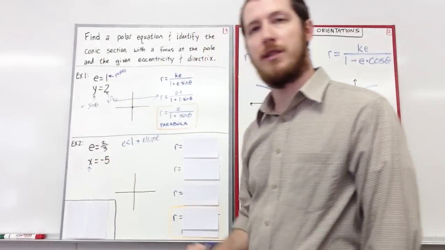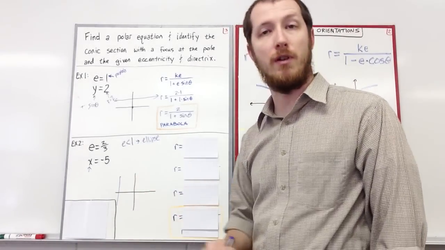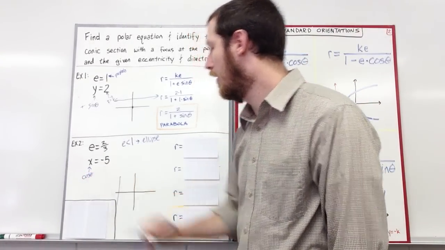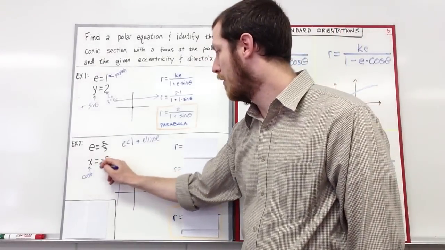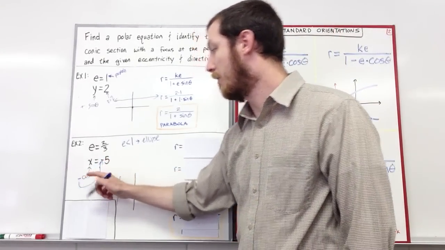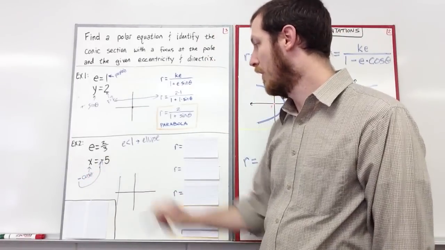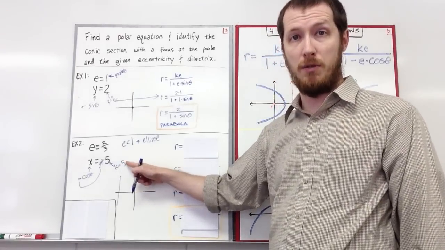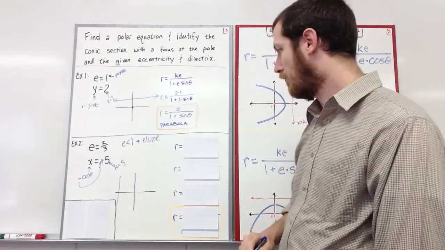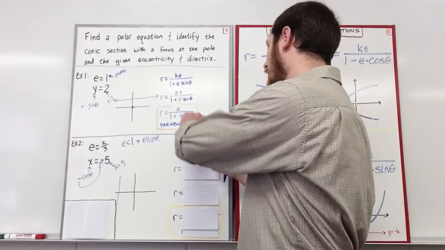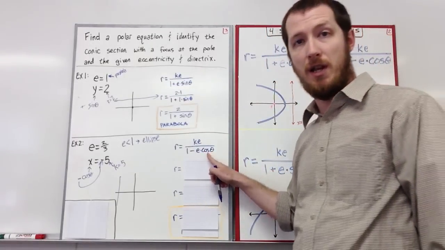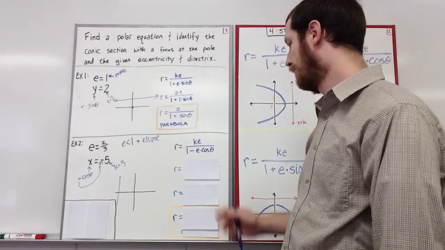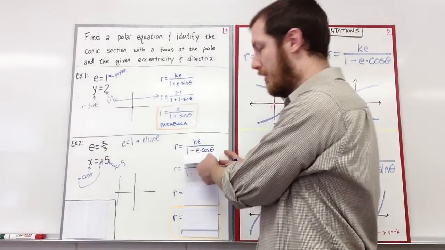This x equals tells me that it's going to be a vertical directrix, so I'm going to have a cosine. This minus sign here tells me that we're going to be subtracting cosine in our equation, and then that 5, that is our k value. So our k value is always going to be positive. Okay, so let's plug in what we know. So this time we're going to use our cosine formula, and with subtraction, because of that negative 5 there. And our k is 5, e is 2/3.